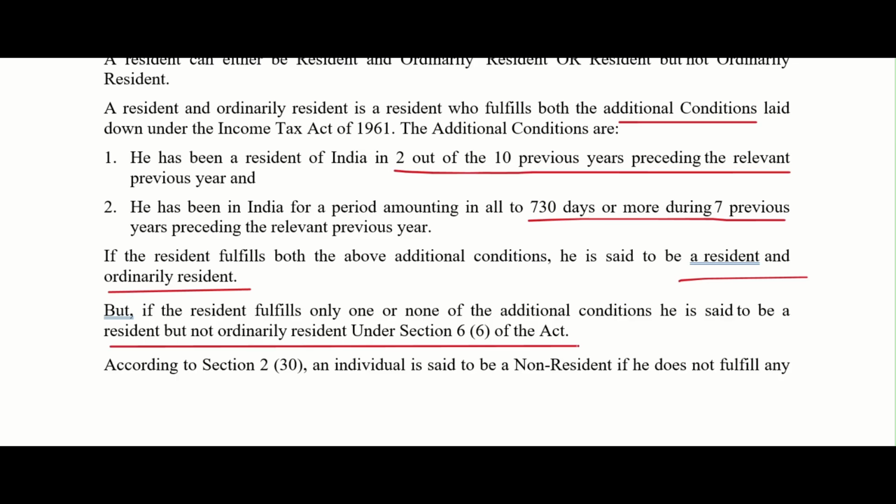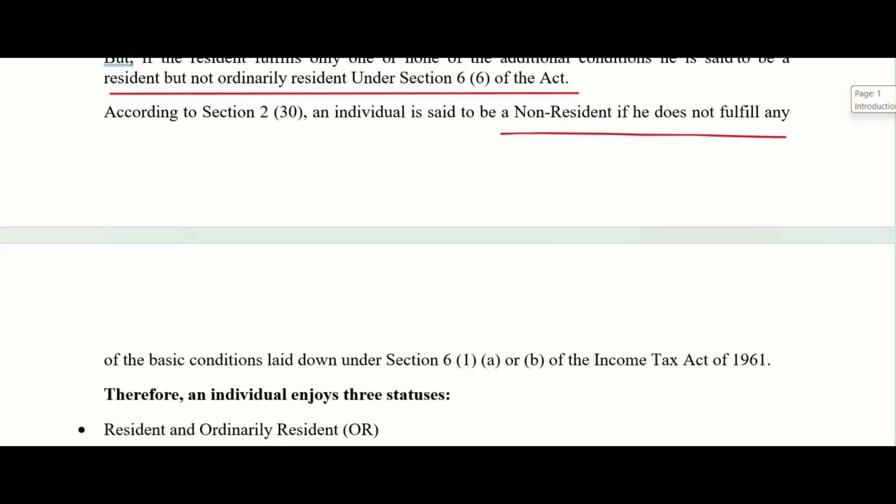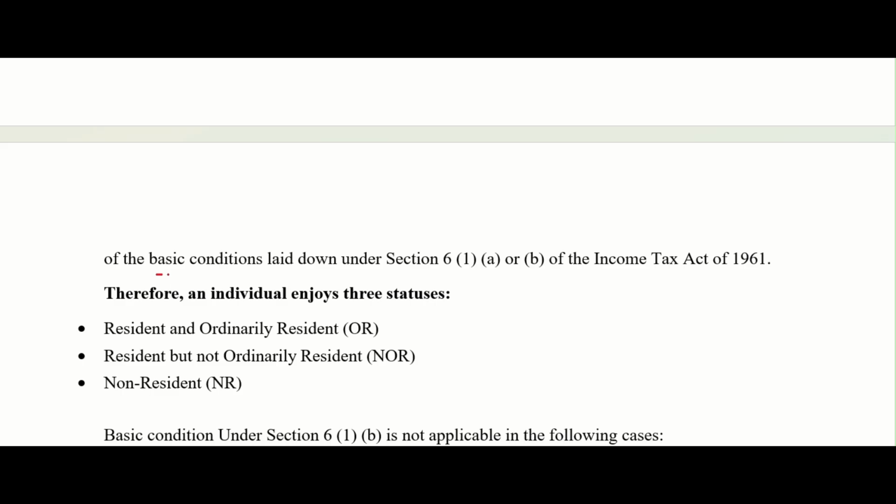So I repeat, any one of the basic conditions and both the additional conditions, we call him a resident and ordinarily resident. If he fulfills any one of the basic conditions and any one or none of the additional conditions, we call him a resident but not ordinarily resident. And another thing, an individual is said to be a non-resident if he does not fulfill any of the basic conditions laid down under section 6 subsection 1 (A) or (B) of the Income Tax Act.